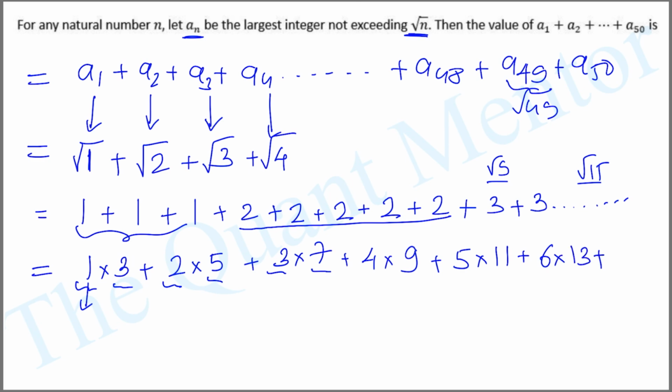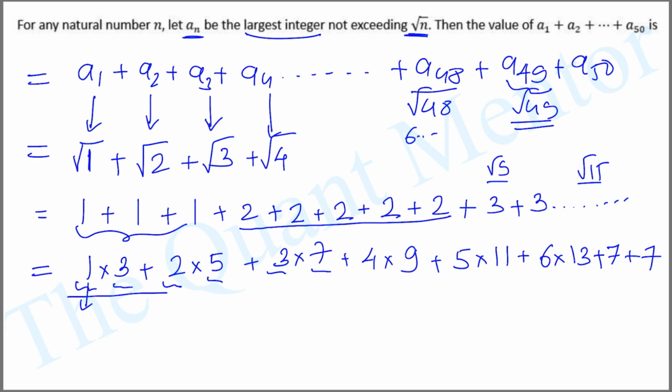Now we stop here and notice that a48 will be the largest integer not exceeding root 48, so it will be 6 point something. So a48 is the last term which will have the value 6. Beyond that, a49 is the largest integer not exceeding root 49, and root 49 is basically 7 only. So a49 is 7 only. Plus a50 will be 7 point something, root of 50. So again, the largest integer not exceeding root 50 will be 7 only.